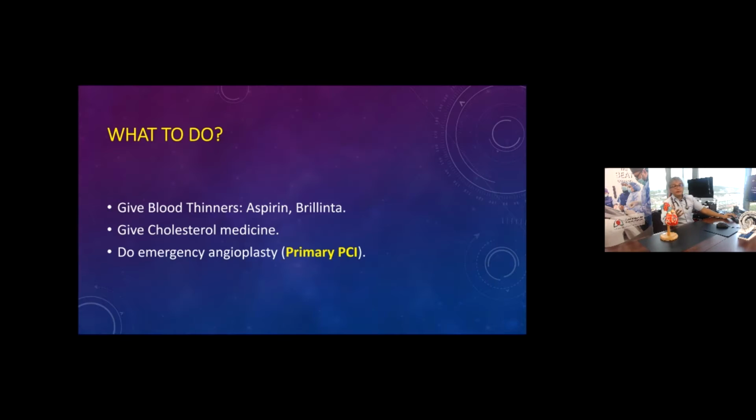So what do we do? Well, we give him medicines, we give him blood thinners. Okay, in this case, we give him something called aspirin and something called Brilinta. These are 2 blood thinners. We also give him a cholesterol medicine because it does help. And then we do the primary angioplasty. This is to open up the blockage straight away.